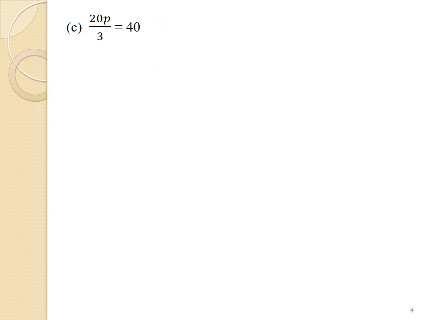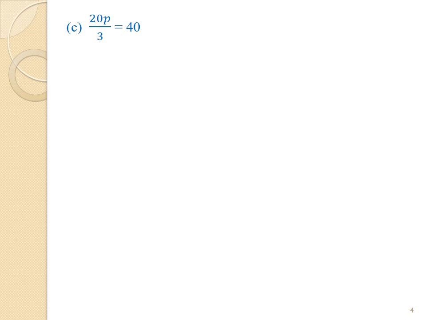Now, sum C. 20p upon 3 equals to 40. Students, in this equation, there are two operations. They are multiplication and division. In this equation, variable p is multiplied by 20 and 20p is divided by 3. So, we have to use two laws. They are multiplication law and division law.